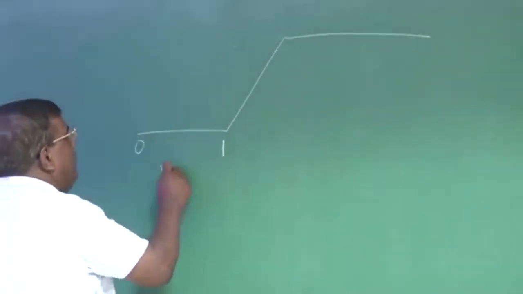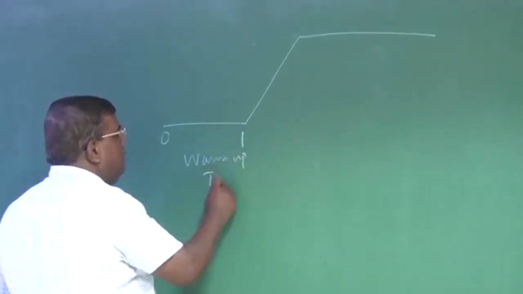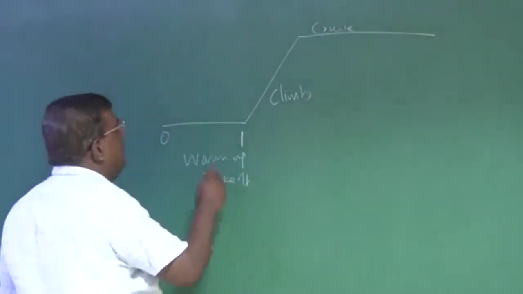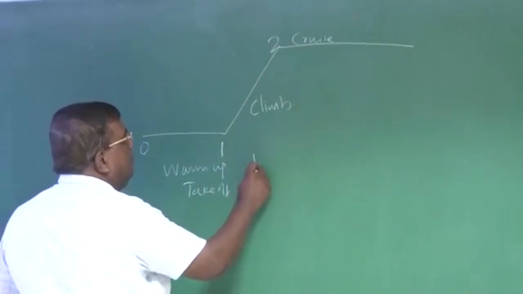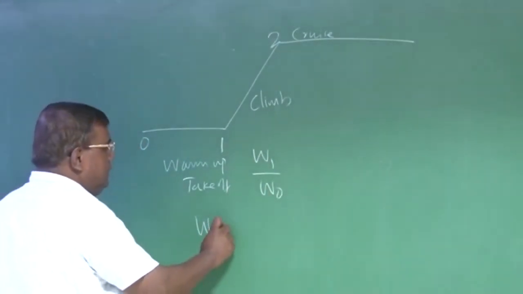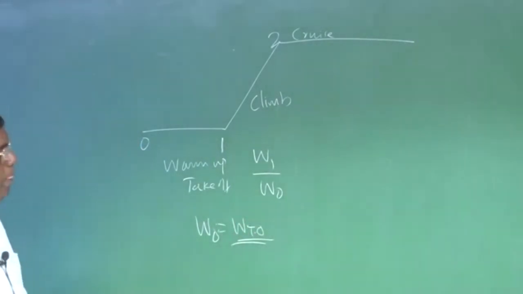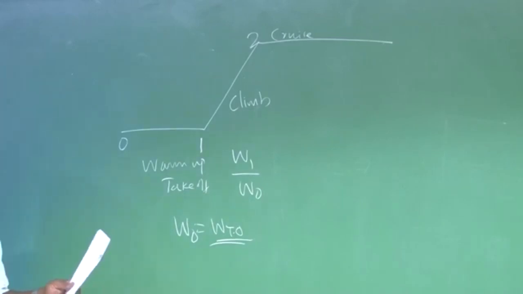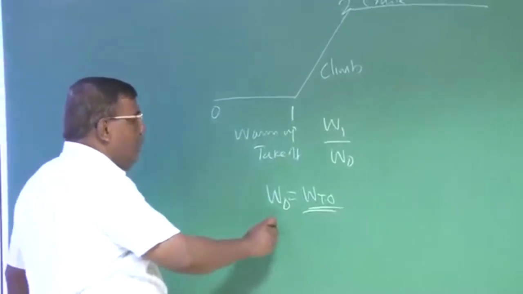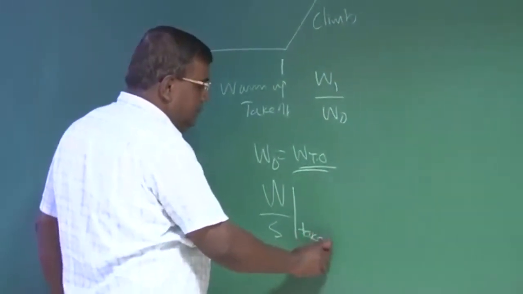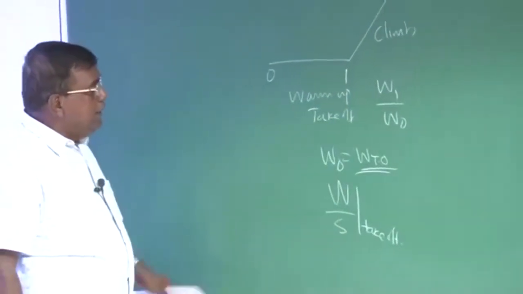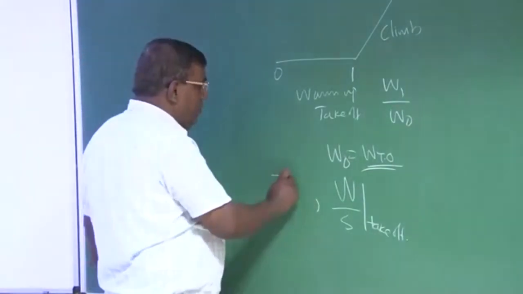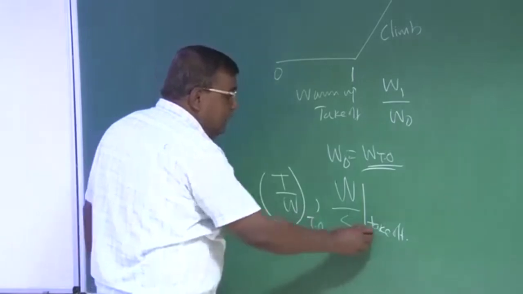If you see, this is our warm up and take off, and this is climb, and this part is cruise. This is the mission profile, and if I put 0, 1 and 2, you have seen that W1 by W0, in this case W0, which is W takeoff. For a designer, it is important to arrive at some number W takeoff, because that becomes a weight, and then he tries to find out what is W by S takeoff. That is the basic parameter with which he starts designing the airplane. Similarly, as just now we'll be talking about, T by W takeoff, that is, understand these takeoff conditions.